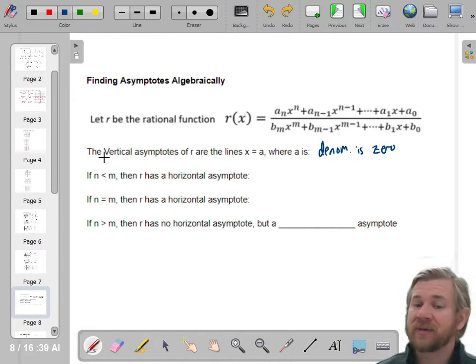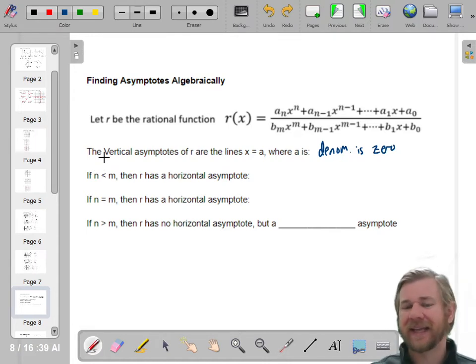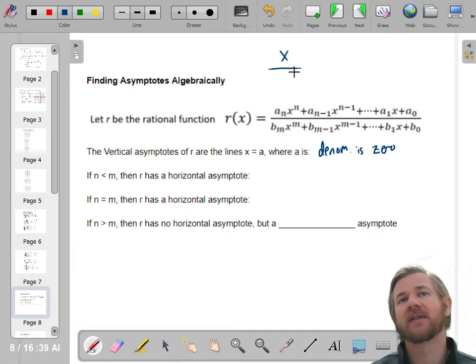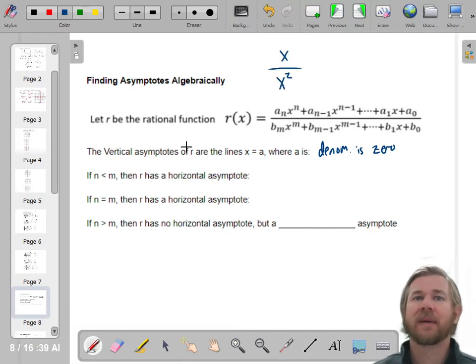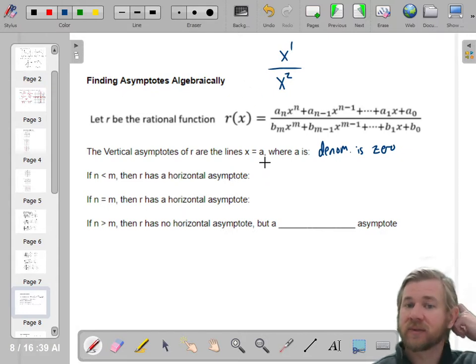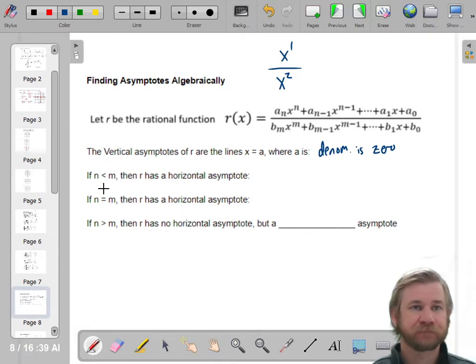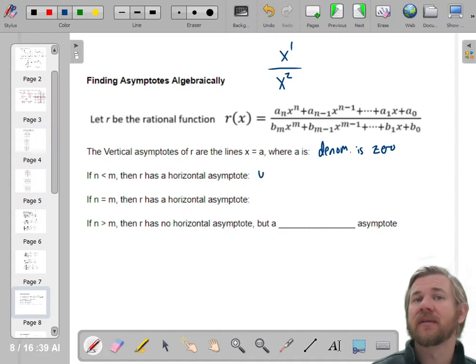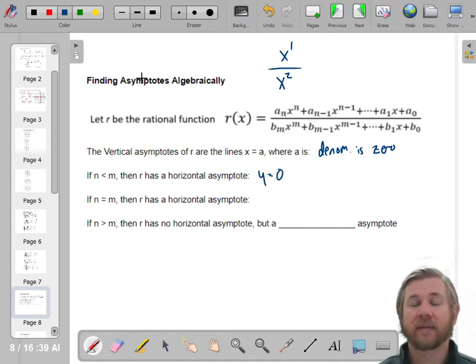Now, horizontal asymptotes are a little bit trickier. There's sort of 3 different cases that we talk about. The first one is if the degree of the numerator is a lower degree. So for example, if you had x over x squared, we talk about the degree n and the degree m. So the degree of the numerator is 1 and the degree of the denominator is 2. This is our n and this is our m. That's what it's saying here. n is the exponent in the top, m is the exponent in the bottom. If you have a lower degree in the top, then there is a horizontal asymptote, and it's going to be the x-axis. It's at y equals 0.